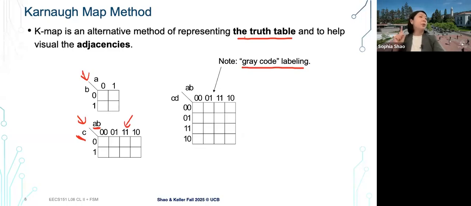Why does that matter when we do the elimination? Why do we want to use gray code here? Only one bit is different from each other. Any ideas?